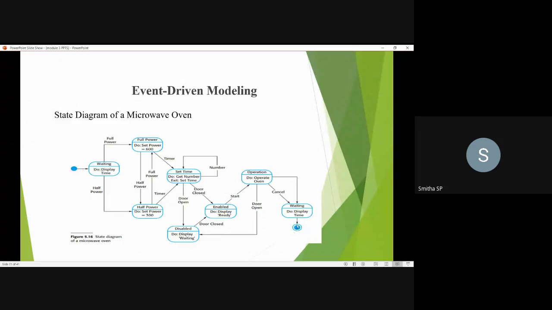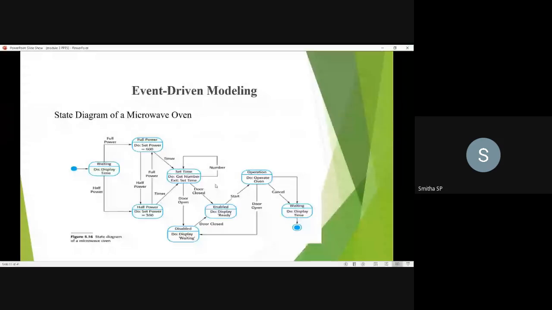Next, we will move on to the microwave operation. So for now we got to know how the states are represented, what the stimuli are, how they are represented in the state diagram, and how to represent the start state and the end state. Now we will move on to the microwave oven operation.